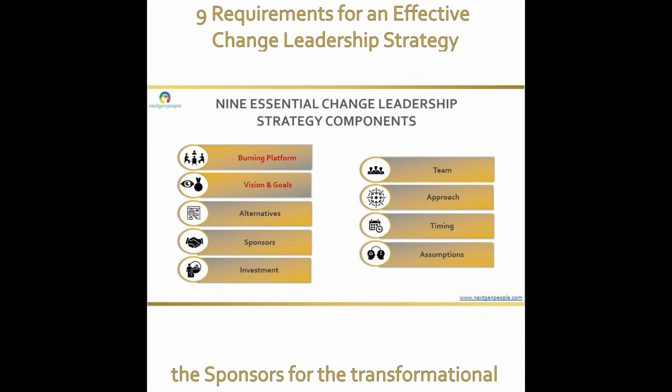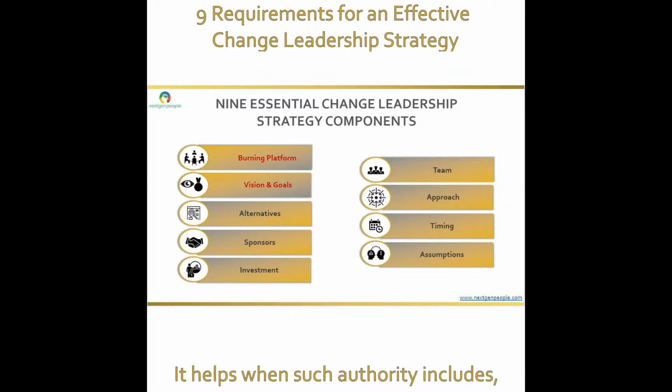Number 4, the sponsors for the transformational effort need to be identified, present, powerful, and known. So these sponsors are champions, and they are heard in order to gain influence and to gain support that is going to be needed. For an organization to make a change that affects the entire workforce, sponsors need to lead that change. Those sponsors need to be well respected, have authority within the organization.